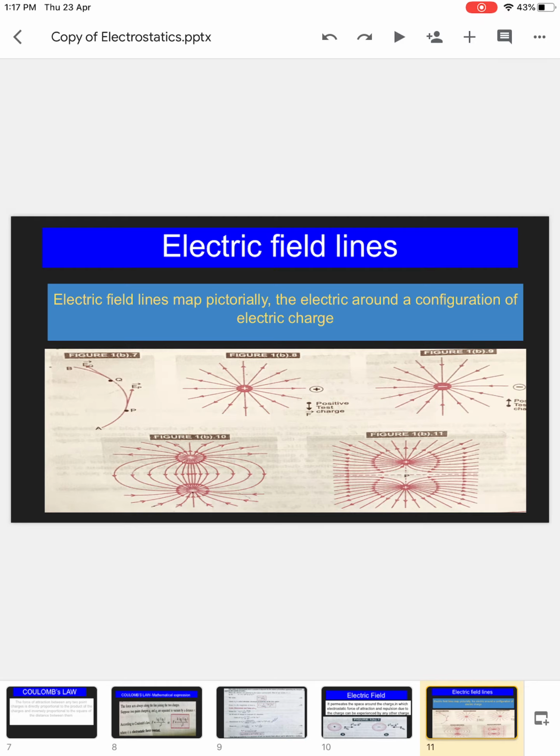Now if you consider figure 1b, there we consider two positive charges. In this figure, you can see the electric field lines are going away from the positive charges. But one important property you can observe from the figures is that two electric field lines can never intersect each other. It's because if they intersect and you draw a tangent, you will get two electric field directions, which is not possible experimentally.